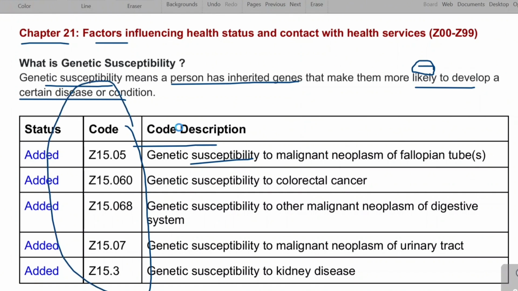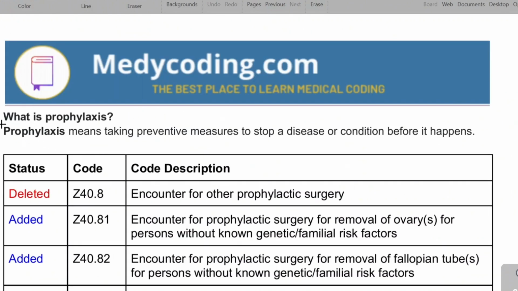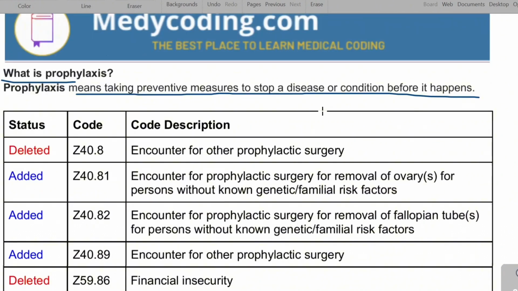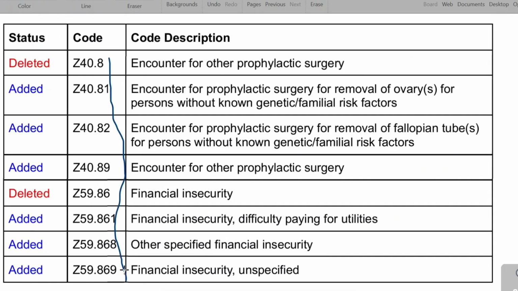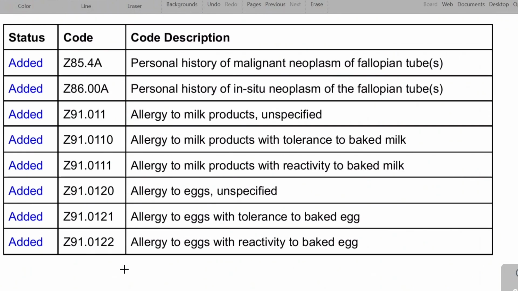The next update is prophylaxis. So prophylaxis means taking preventive measures to stop a disease or condition before it happens. So these are all the important updates for ICD-10-CM 2026.